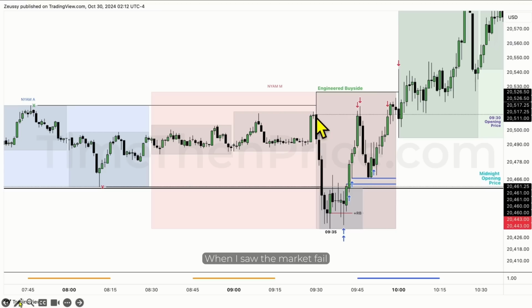When I saw the market fail to displace through that 9:30 open price, I took partials accordingly. We then saw a retracement taking place into this 1 minute BC, into a discount of the range from this low to this high, and we then saw the market continue to run towards the upside, taking out eventually the engineered buy side liquidity resting above that 9:30 high after the 10 o'clock news. The market then began to spool towards the upside and eventually dropped even higher, as you saw on that hourly chart.